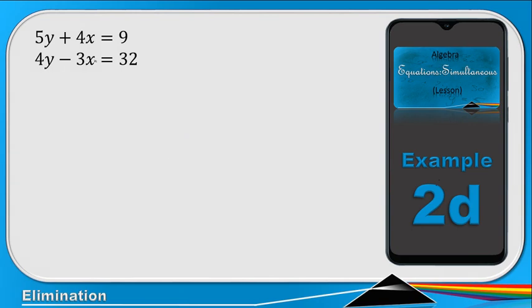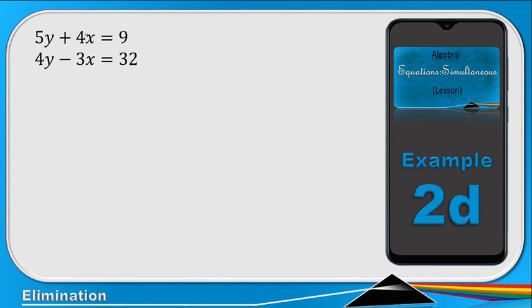Okay, now we're on the final example. So I look at my two equations and I can see that neither of the coefficients are the same. I can also see another problem, that I can't multiply 5 with anything to get 4 and vice versa. I can't multiply 4 with anything to get 5, and the 3 and the 4 work the same. So we need to take it a step further. We can multiply them with each other.